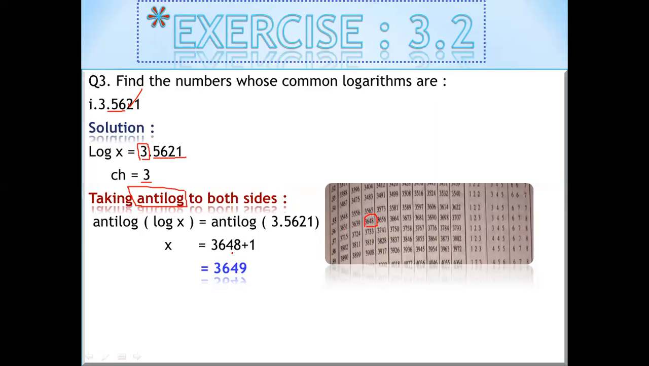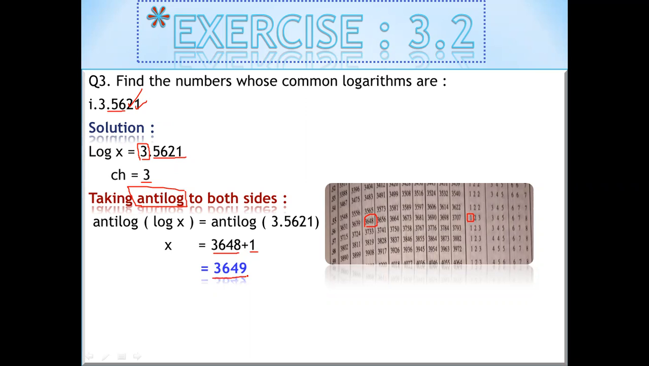Again we have 2 after 0.56, so we check the difference in the column of 2. Sorry, we check 0.56 in the row and the difference in the column of 2, which is 1. Add these two numbers: 3648 plus 1.